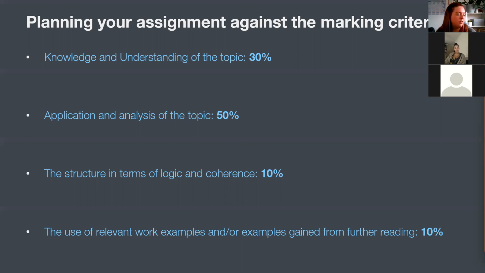So 10% of your marks is the structure in terms of logic and coherence. So they're looking for a coherent structure. So they want everything in order, headings, images, tables, a clear introduction and a clear conclusion at the end.